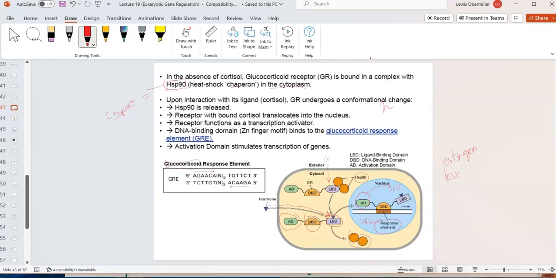Okay, it translocates to the nucleus, is an activator, correct. DNA binding domain. Okay, so this is a zinc finger. We talked about those. It binds to the glucocorticoid response element. So this would be called the GRE, whereas estrogen response element would be the ERE, and testosterone would be the TRE, and so on.